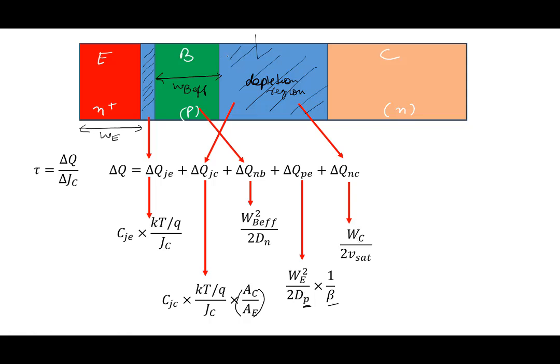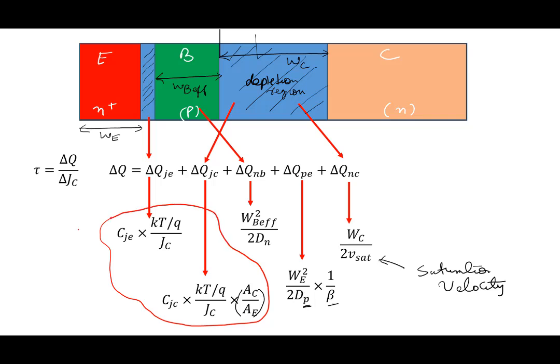WC here is the thickness of the collector depletion region, and Vsat is the saturation velocity. Right, so these are the 5 components of charges, each one resulting in a particular delay value here. All right, so you can see that they belong to 2 different categories. One category is these delays, and this depends on collector current density. If you operate the transistor at higher collector current density, you will get lesser delay here. And then the other category is this one here.